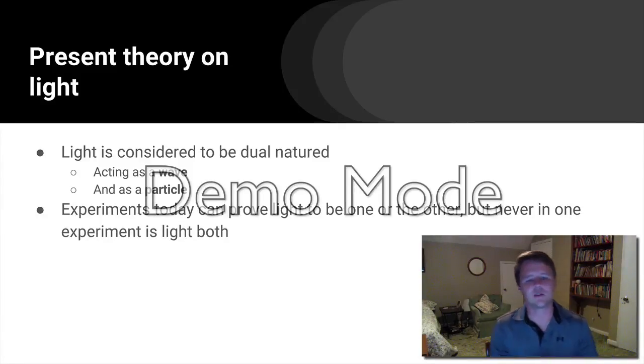So light is considered to be dual nature. It acts as a wave and as a particle, which is really hard for a lot of people to understand, and it's hard to think about. Experiments today can prove light to be one or the other, but never in one experiment is light both, and that's amazing. So light is considered to be a wave and a particle, but never both in the same experiment.